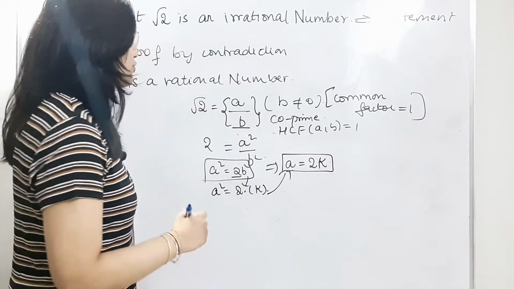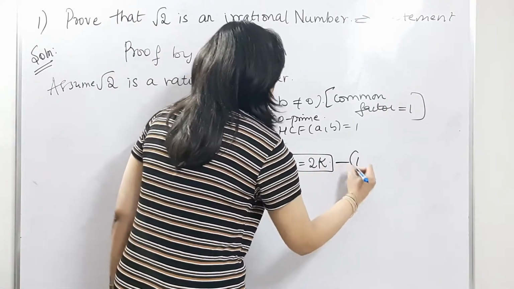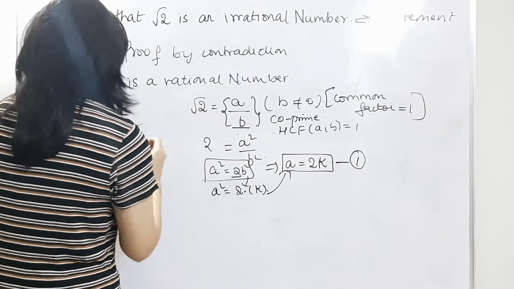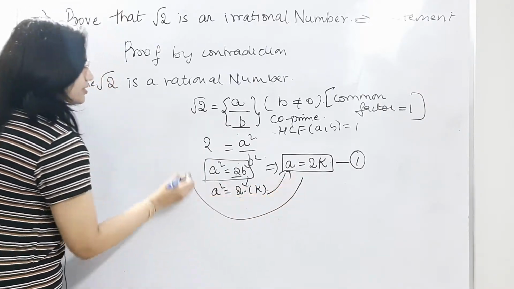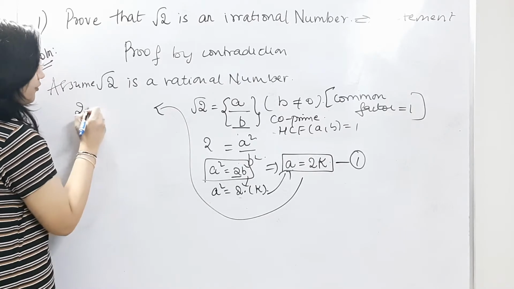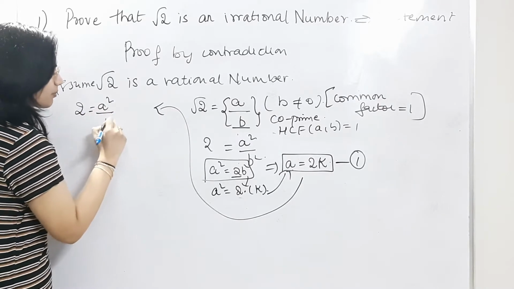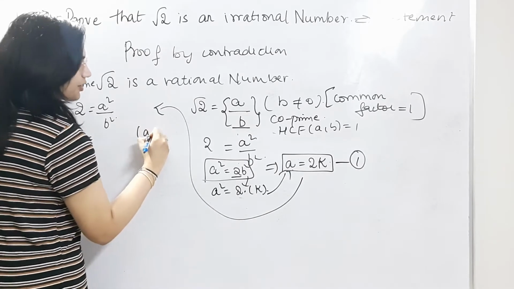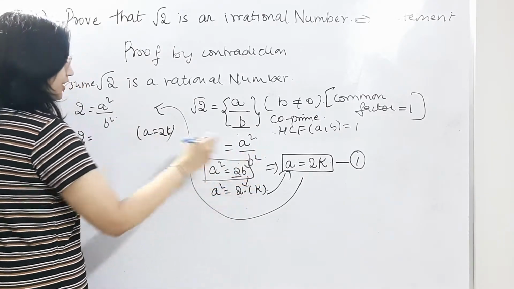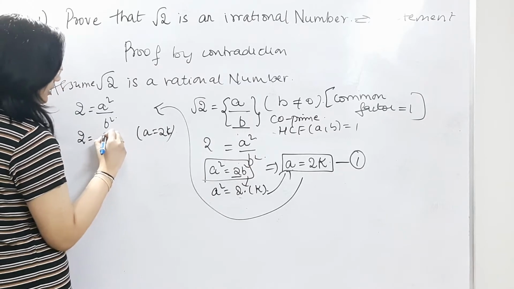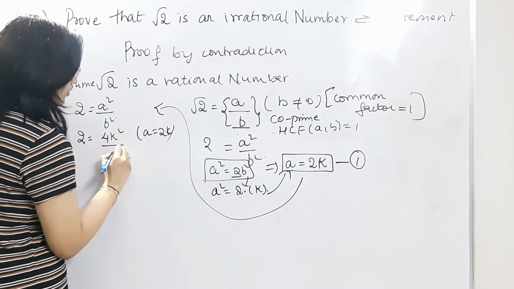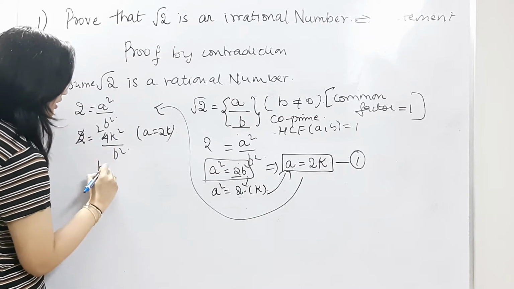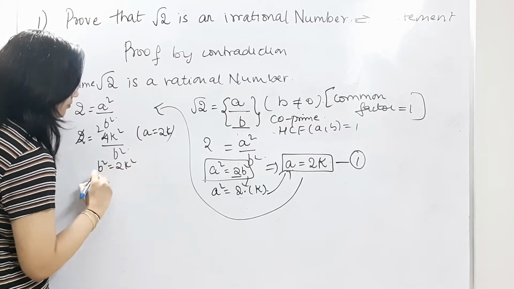Okay, now what we'll do is substitute this a equal to 2k here. We know for a fact that 2 is equal to a square by b square, right? Now here we know that a is equal to 2k from the simplification. So can we not say 4k square by b square? Now I'll simplify this, so we get b square is equal to 2k square.